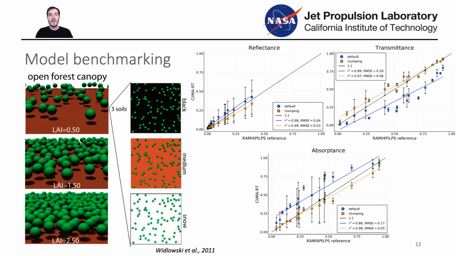And so when we sum up all the canopy scenes with all LAIs, all sun zenith angles, all soil background albedos, we actually get this scatter plot. The blue line represents the model without clumping, and the yellow line represents the model with clumping. So we can see a much better agreement with the reference values by an increased value of R square and a decreased value of root mean square error.